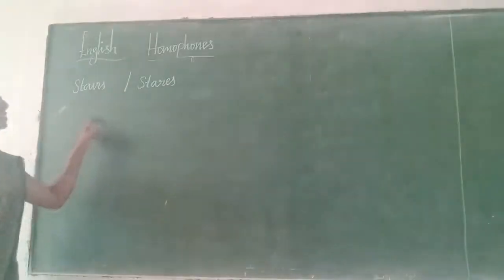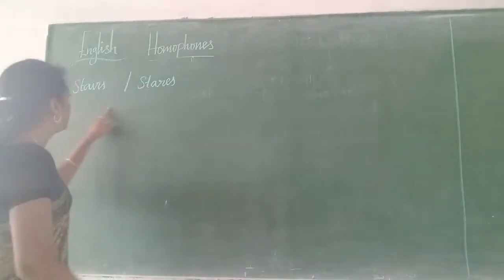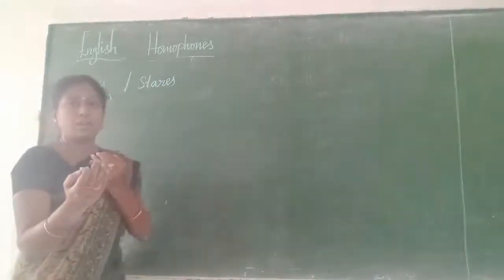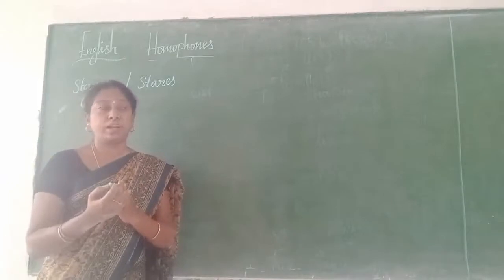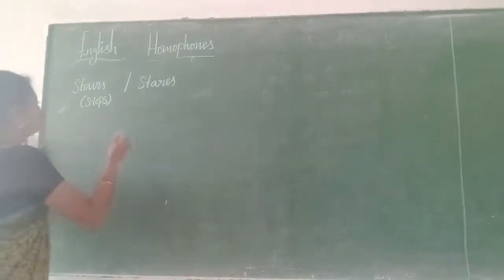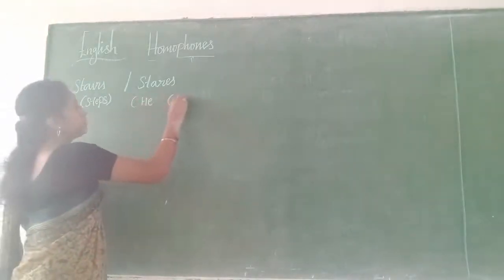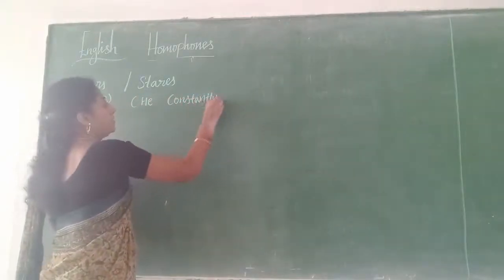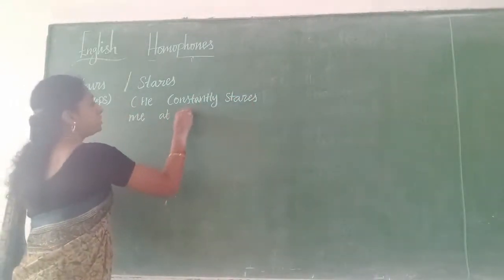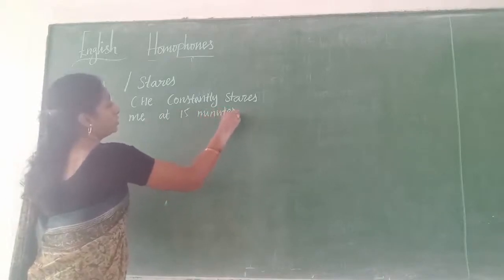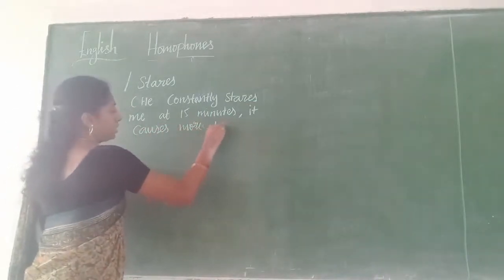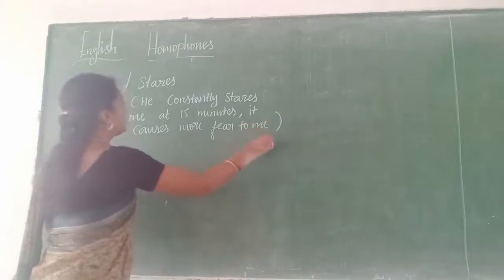So the next word is stairs, a homophone word. Stares means stares, and stairs means stairs. He constantly stares at me for 15 minutes. It causes more fear to me. So this is the meaning of stares.